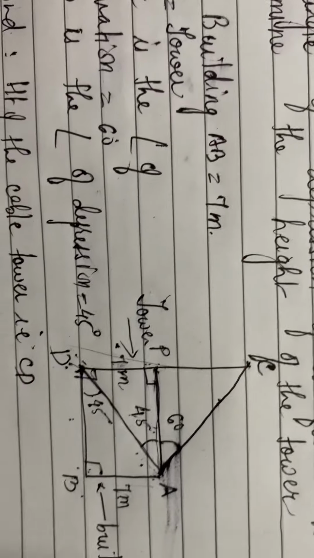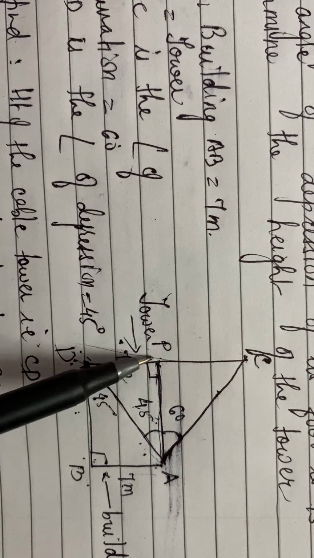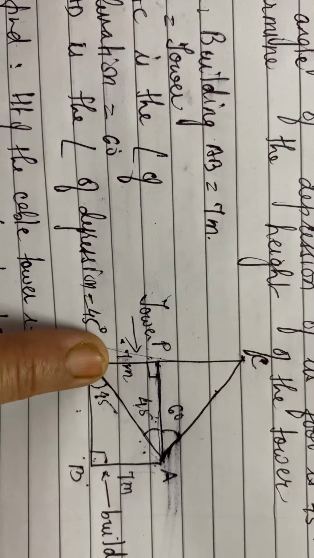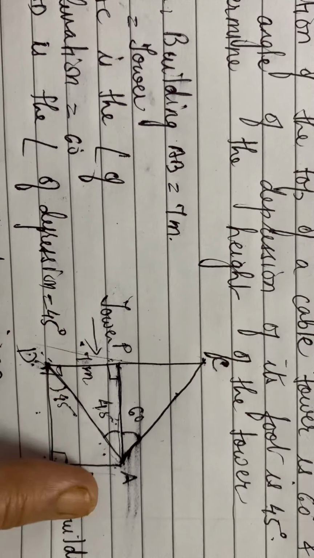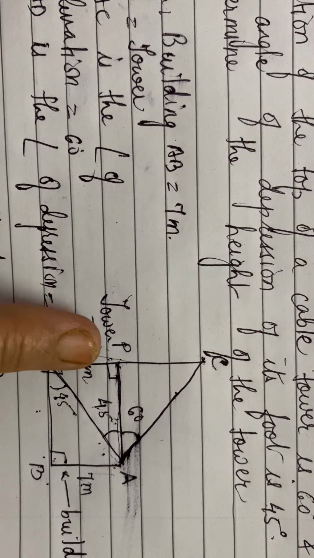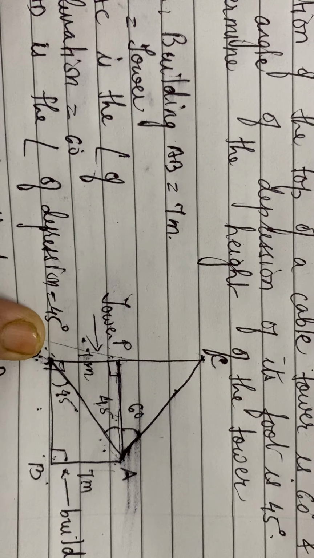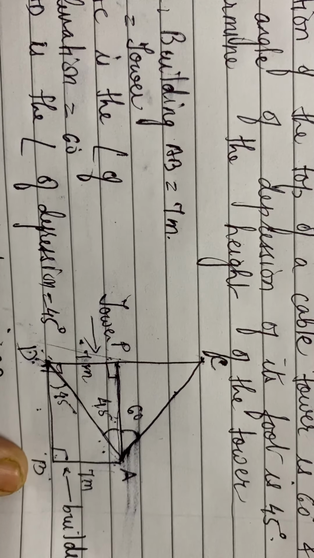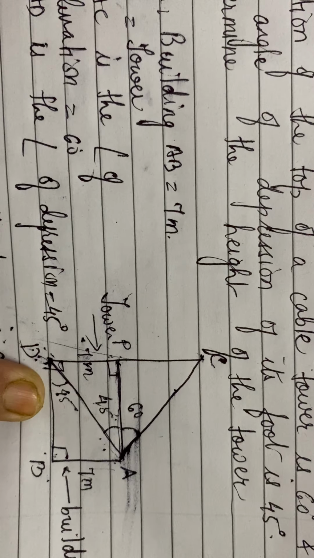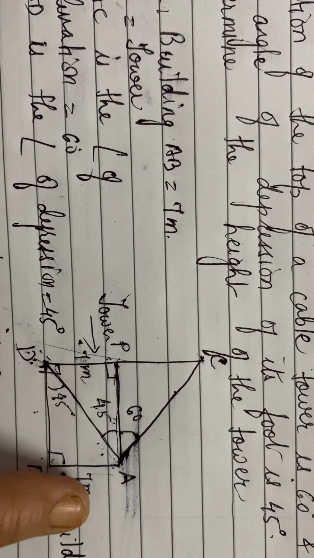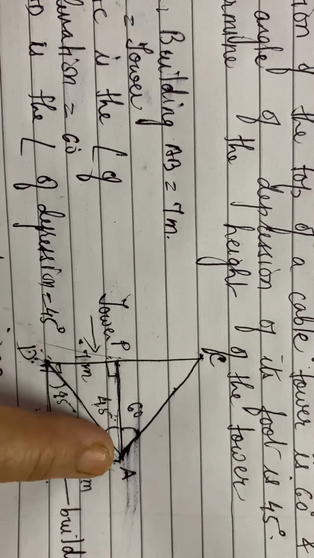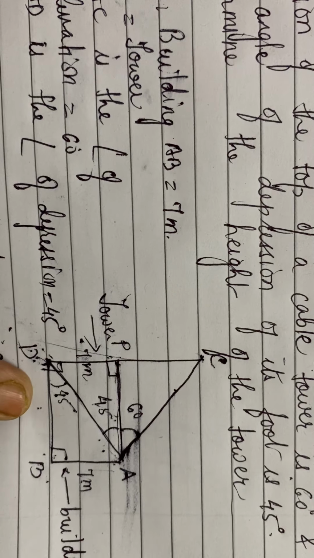Now, if you have a look at the figure, quadrilateral PDBA is a rectangle. And if it is a rectangle, then the opposite sides are congruent. AB will be equal to PD, that will be equal to 7 meter. Now, angle PAD will be equal to angle ADB because they are alternate angles for PA parallel to DB. So this angle will be of 45. So we can use tan 45 to get DB. We will use tan 60 to get CP because we have PA. We will get PA as you get DB.